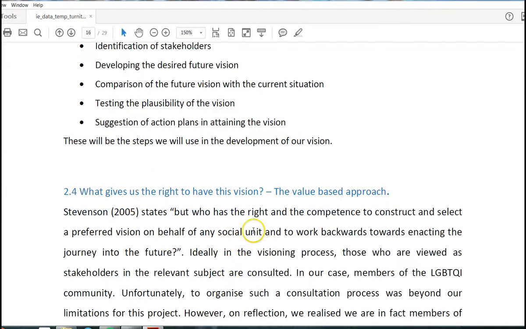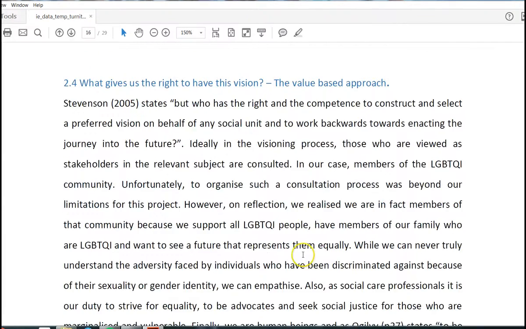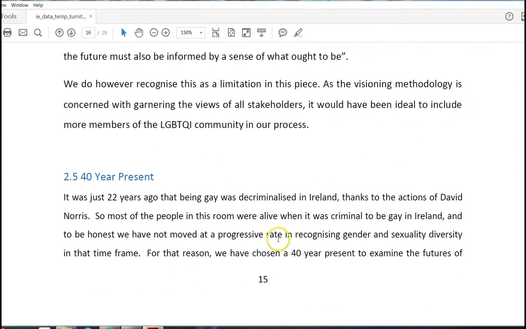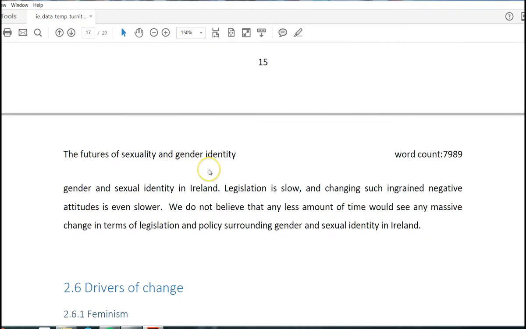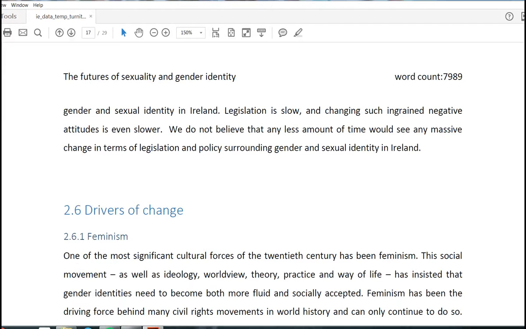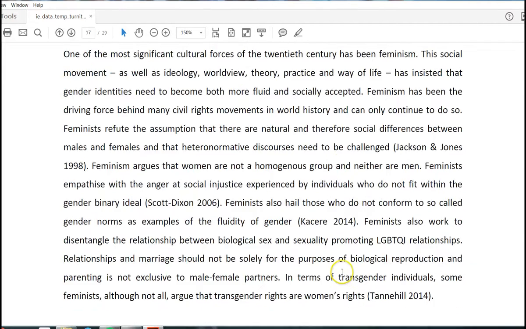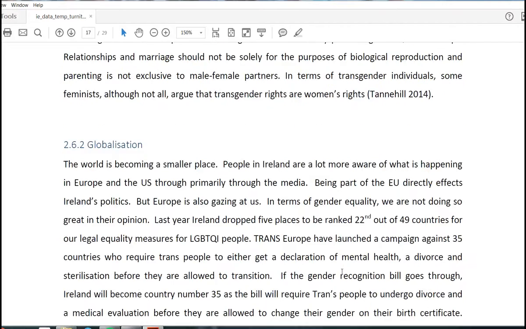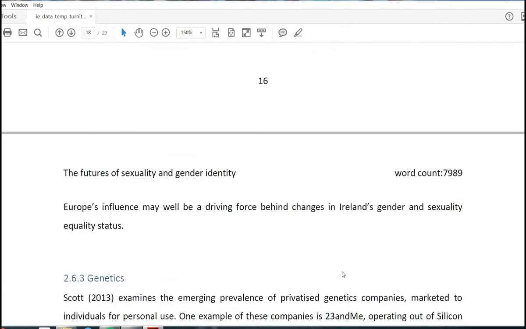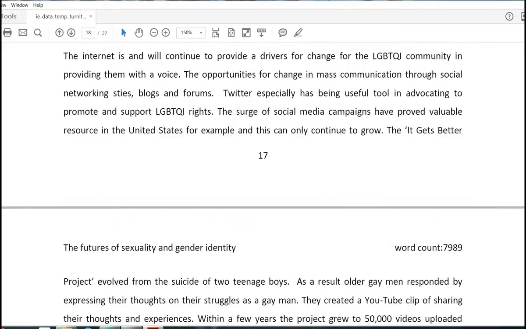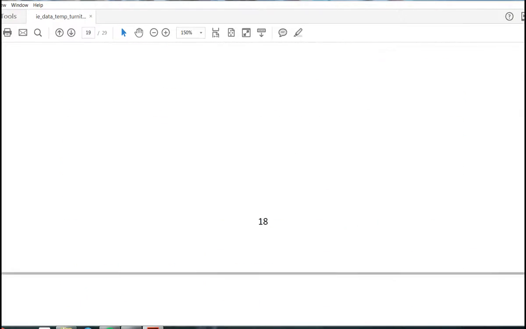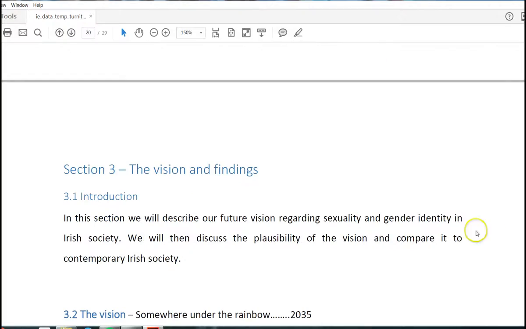They also try to justify why they have a right to use a vision. And then they have a discussion about the year present, which I like. Again, not a very detailed one, and that was an area they could probably have developed and deepened. And then they went into the drivers of change. Now, these will all have become apparent to them from their wider literature review exposure. And I wanted to zip down a bit further again, just to see how they presented their findings.